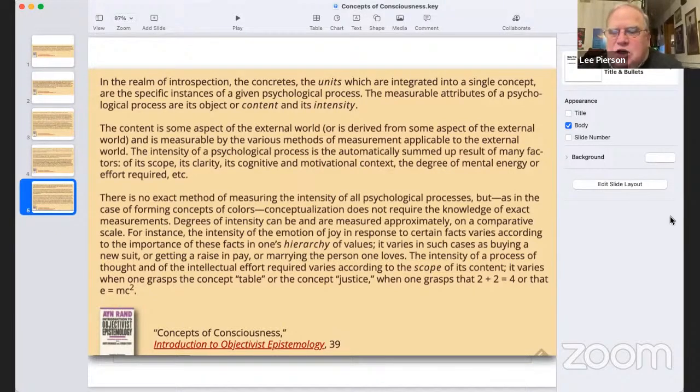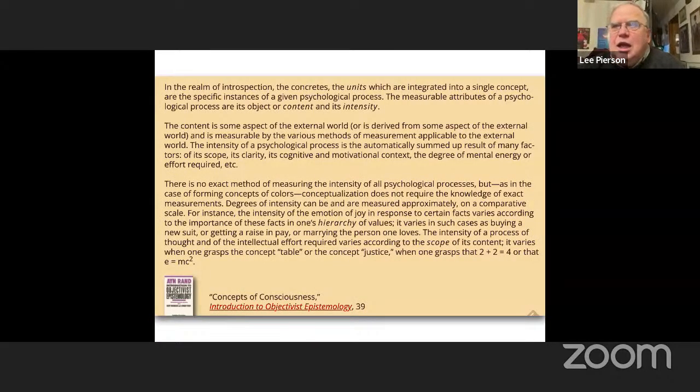This is from page 39. In the realm of introspection, the concretes, the units which are integrated into a single concept, are the specific instances of a given psychological process. Okay. Now, again, with the word psychological, she uses it for... The measurable attributes of a psychological process are its object or content.